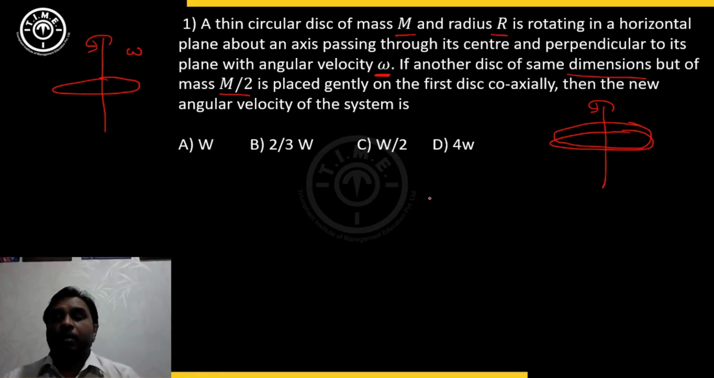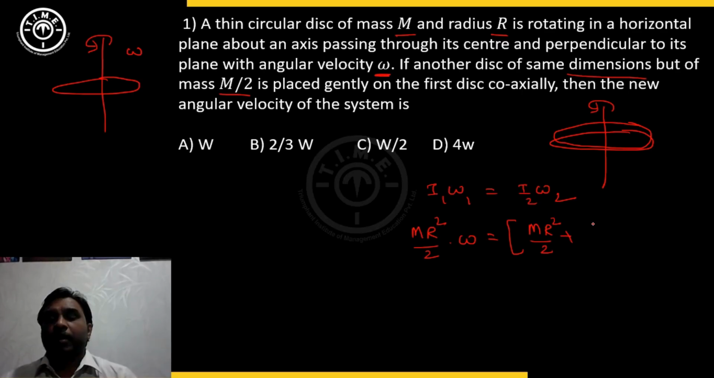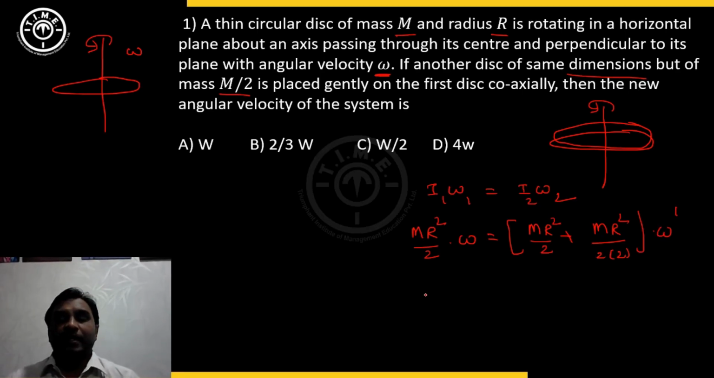So we can write now I1 omega 1 is equal to I2 omega 2. This is mr square by 2, the moment of inertia of a disk about its own axis. Second time we have a disk of mass m plus a disk of mass m by 2, so 2 into 2 into omega prime. Hope you can understand this.